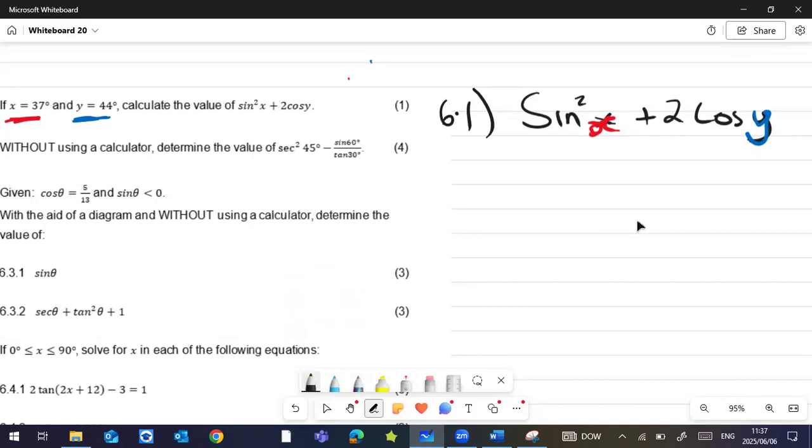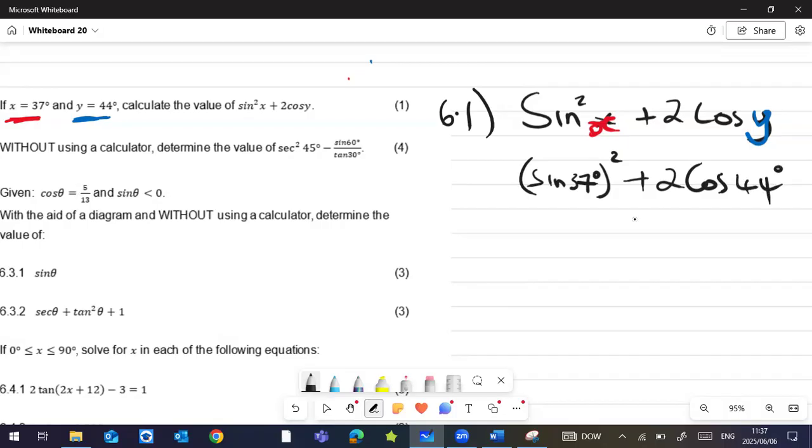Then we will remember, if it is sine squared or cos squared or tan squared, what it simply means is sine all squared. Sine of what? Sine of x all squared. So what is our x? Sine of 37 degrees all squared plus 2 cos. Remember, our y should be replaced by 44 degrees.